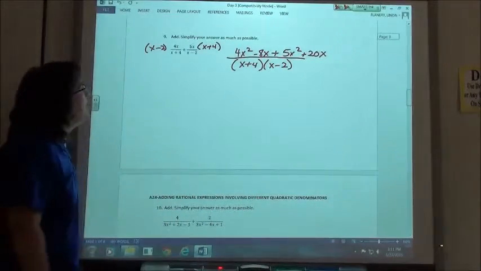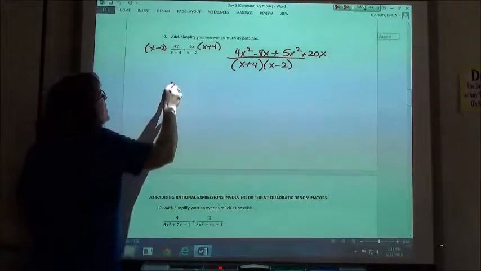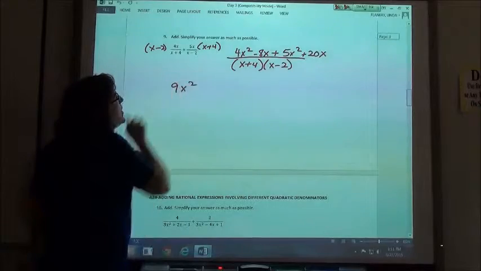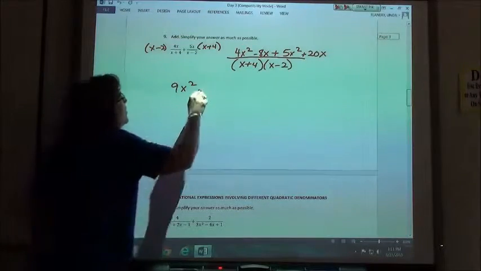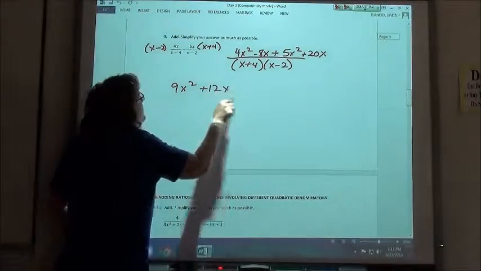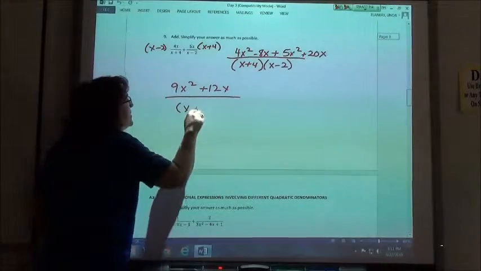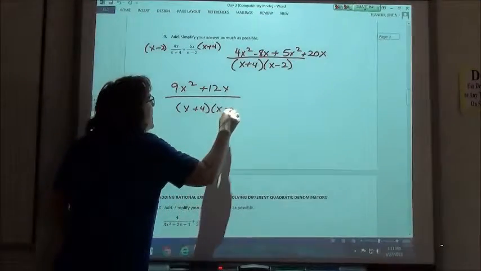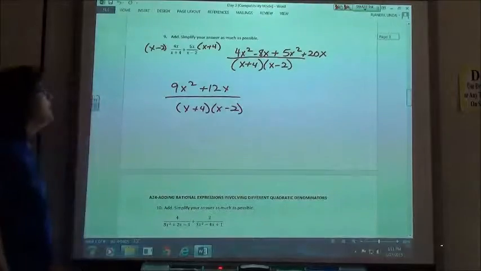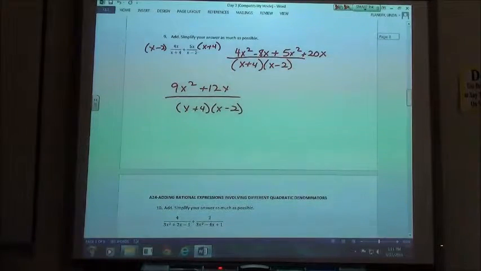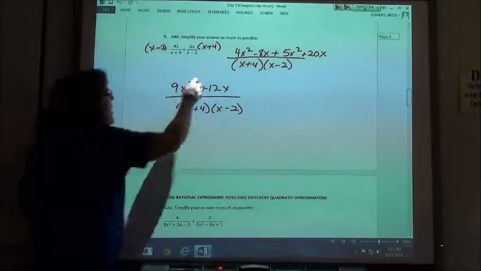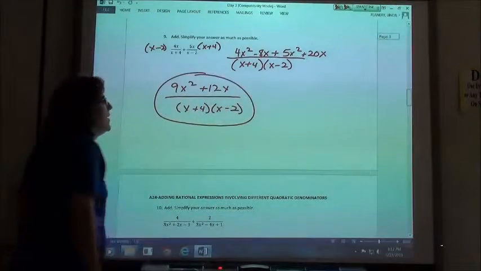So combining my like terms, 5x squared plus 4x squared, 9x squared. Negative 8x plus 20 would be positive 12x. And then I'm going to have my x plus 4 times my x minus 2. So when my denominators aren't in common, then I just have to use them both and then just multiply by the opposite ones. And there's my answer.